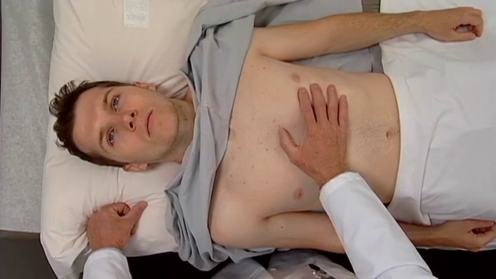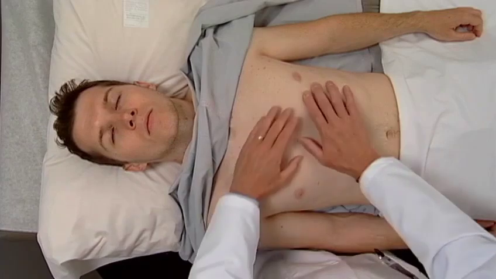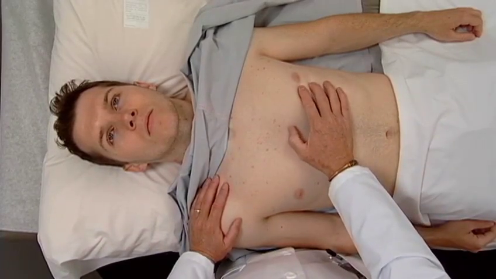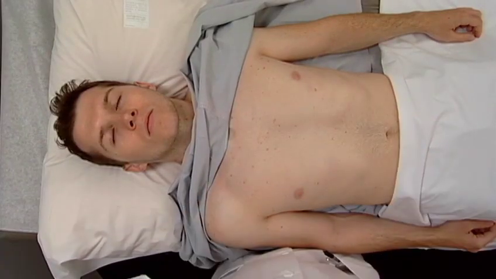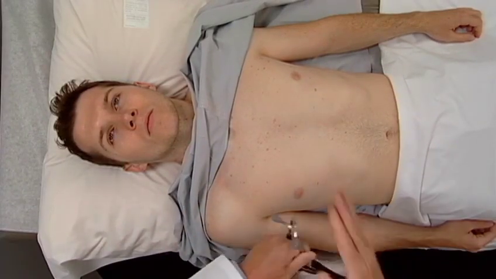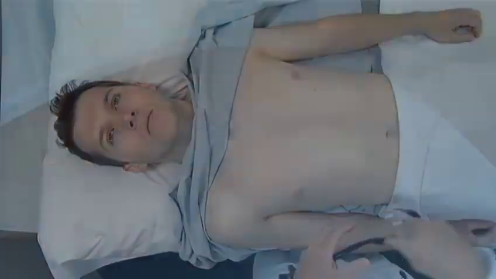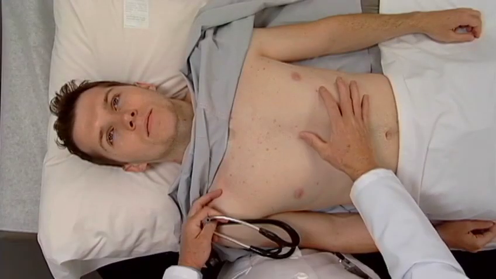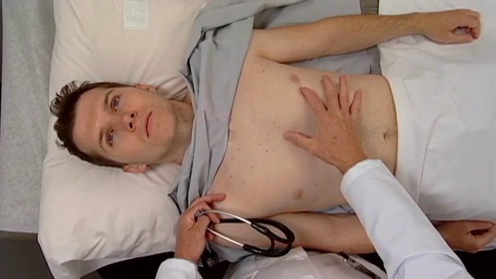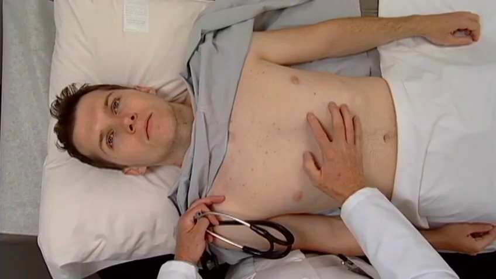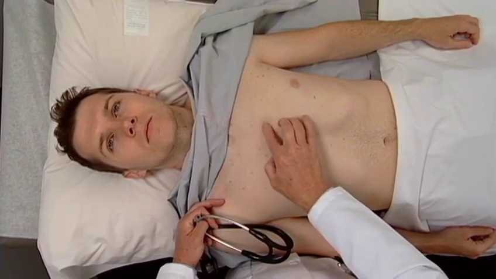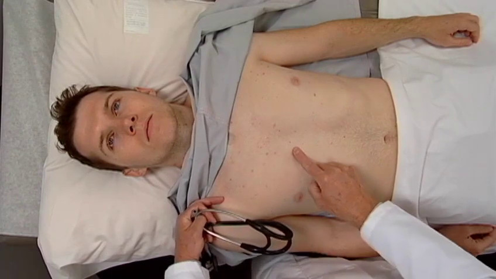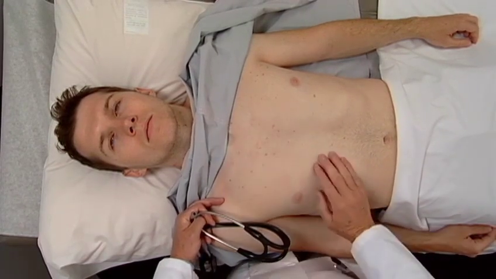The importance of the point of maximal impulse is that the heart rolls up against the chest wall as it begins contraction, and so the PMI will be coincident with the first heart sound. And it's the first heart sound that we use to time the rest of the cardiac cycle. When we listen, we're going to listen at the point of maximal impulse, or the apex of the heart, the lower left sternal border, up the left sternal border to the upper left sternal border, upper right sternal border, and down the right sternal border, as well as auscultate the carotids.